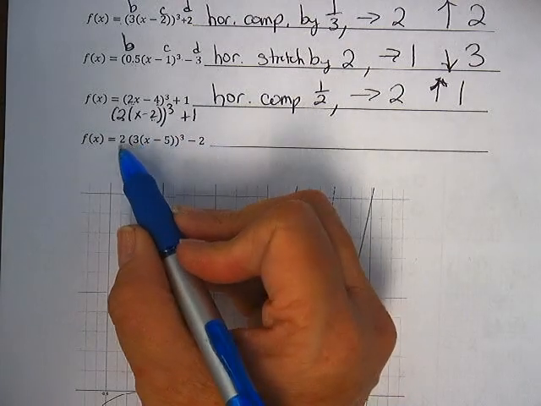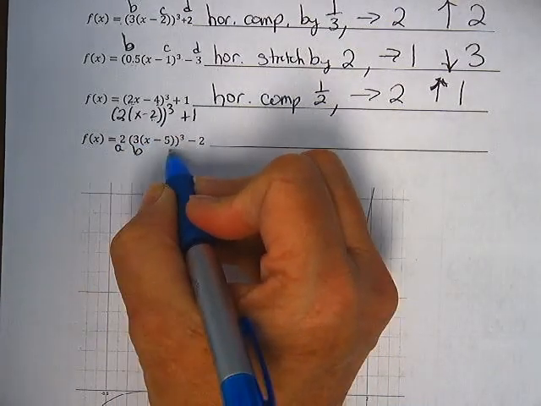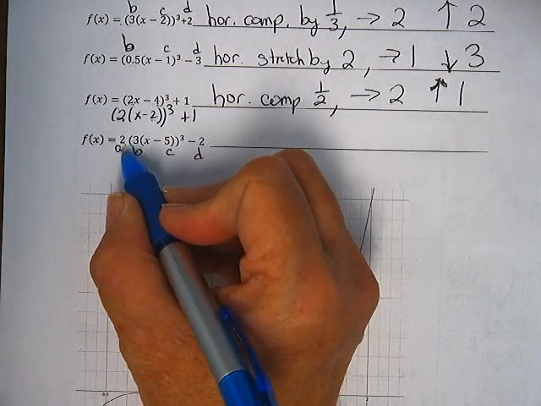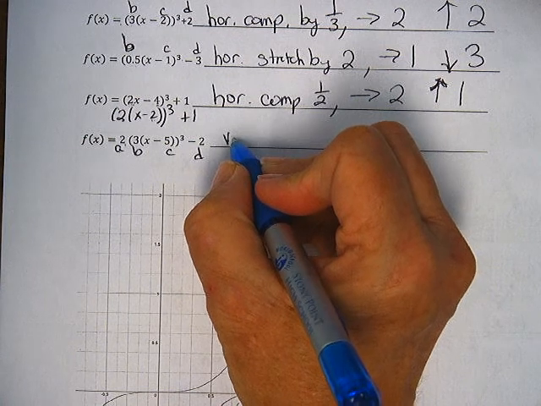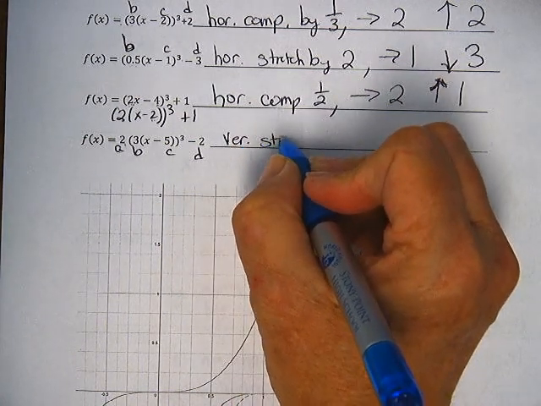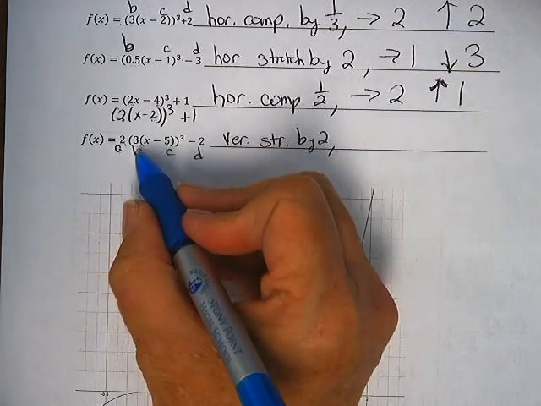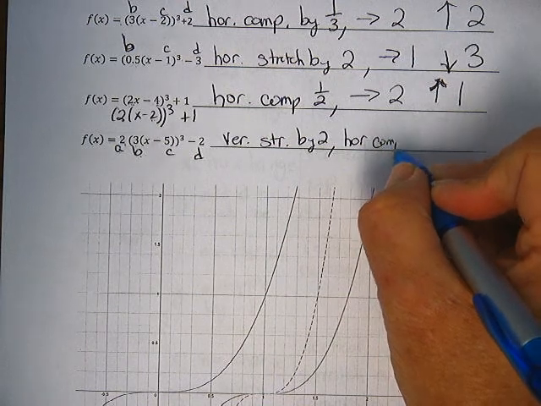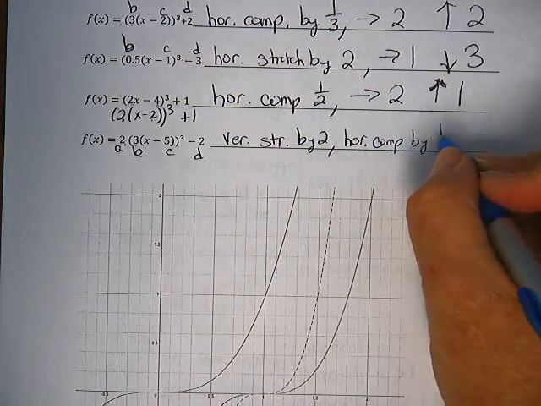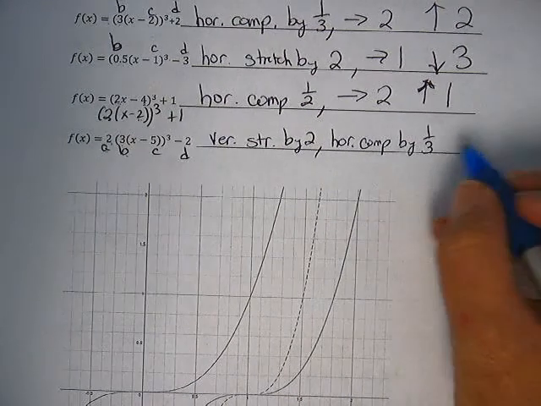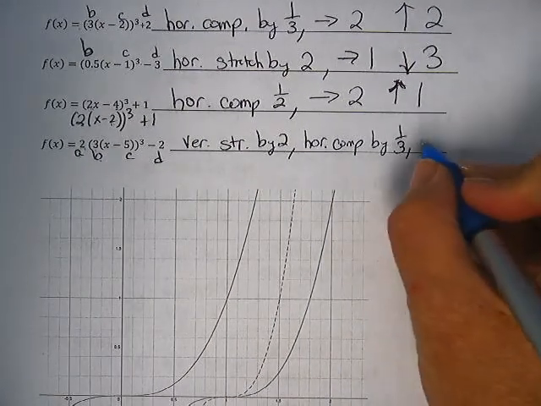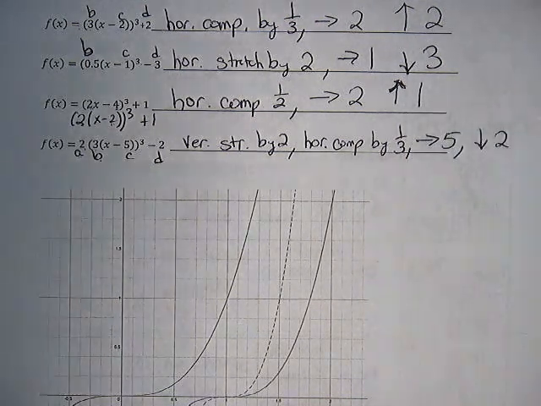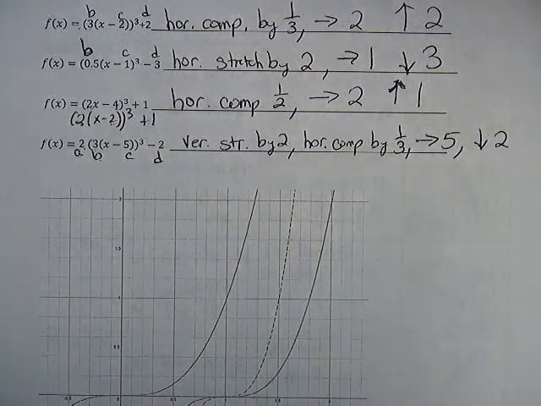Okay, we've got an A, we've got a B, we've got a C, and a D. Very exciting stuff. So A value of 2 tells us the vertical stretch by 2. If B is 3, it's a horizontal compression by 1 over B, so 1/3. C value is positive 5, so we move to the right by 5, and we move down by 2. A lot of work there.